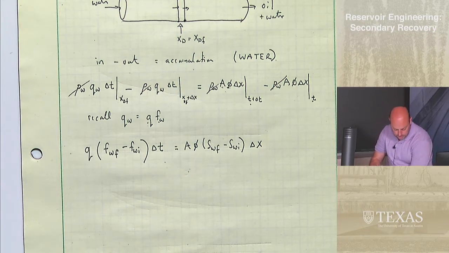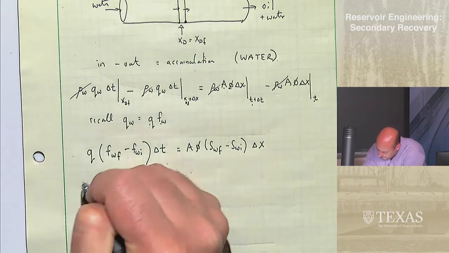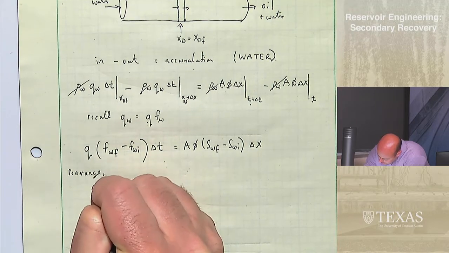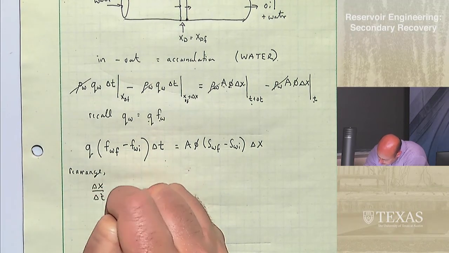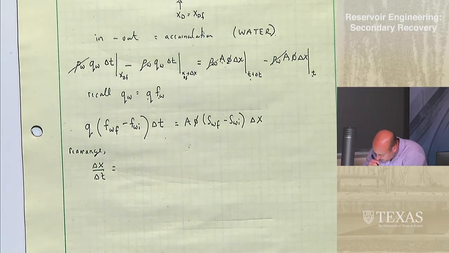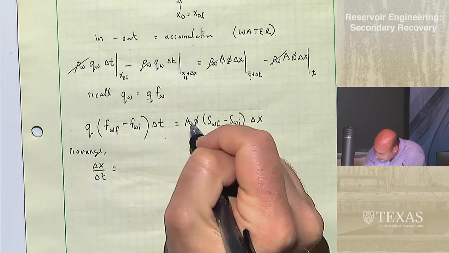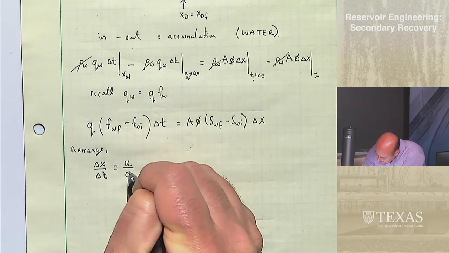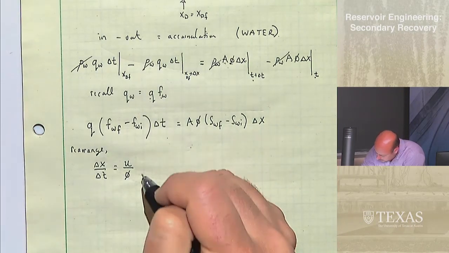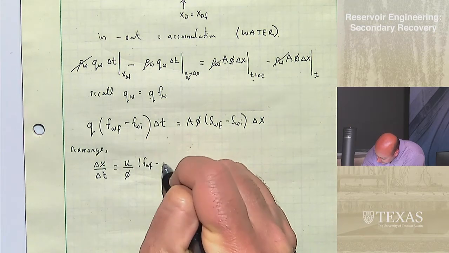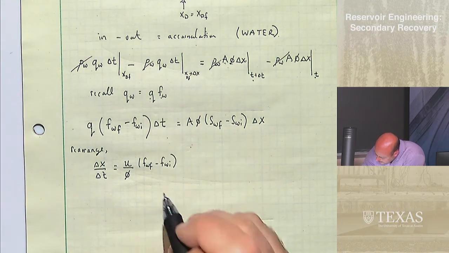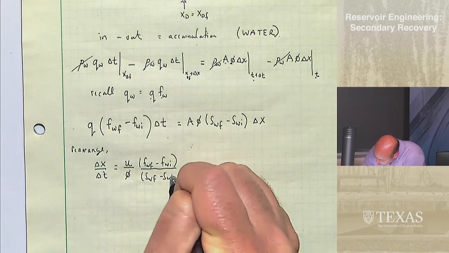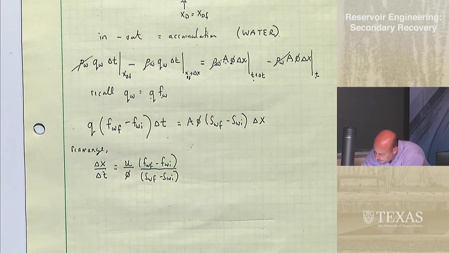So we can write that, and we can rearrange this equation. Delta X over delta T is equal to Q over A, which is the Darcy velocity U, divided by the porosity phi, times FWF minus FWI over SWF minus SWI. Okay.